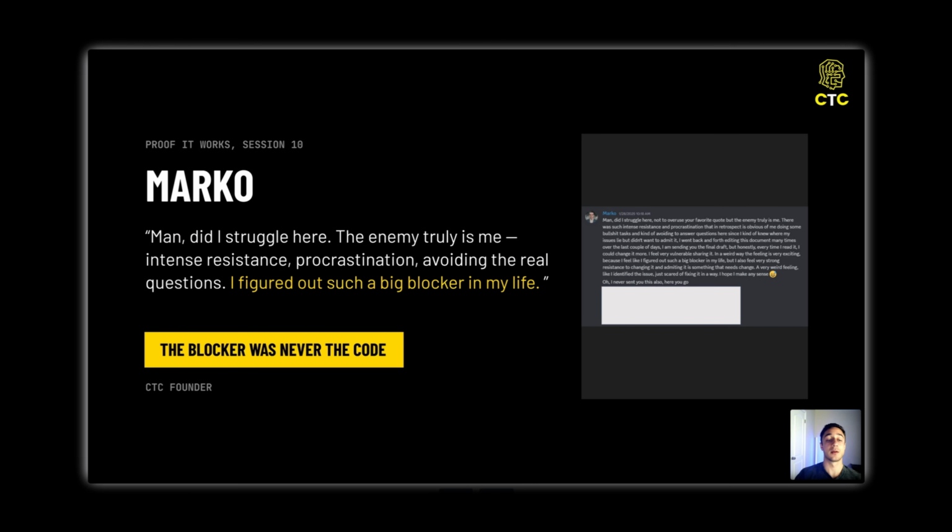Perfect example of this, Marco, okay? And I quote, "Man, did I struggle here. The enemy truly is me. Intense resistance, procrastination, avoiding the real questions. I figured out such a big blocker in my life. The blocker was never the code. It was all internal. It was actually doing the work." And then he went on to achieve what he achieved.